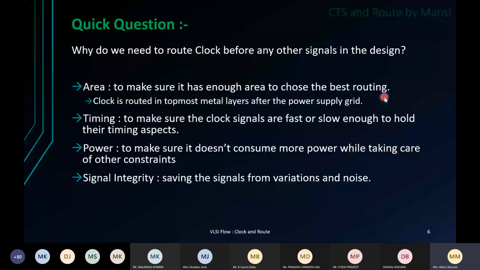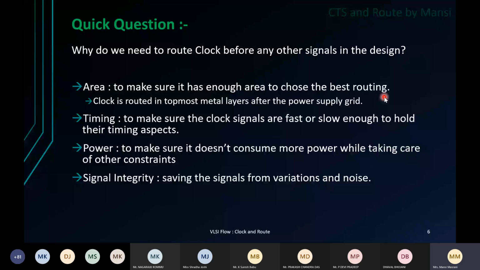Okay. We also route clock before any other signals in the design because we need to make sure that it has minimum delay. The clock signals shouldn't be much faster or slower, so that the timing aspect of the design is not broken. The third reason is power. We need to make sure that it doesn't consume more power, because clock is 30% of the design, so it will consume a lot of power. Clock cells are themselves very large in area.